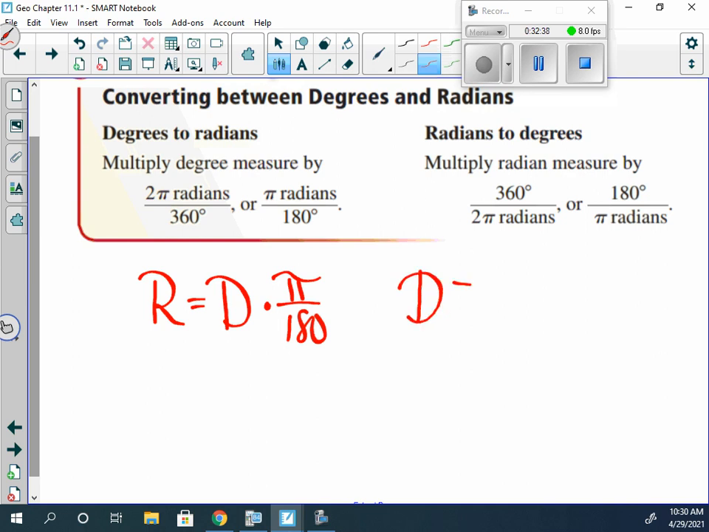If I want to know what the degree measure is, well, I can take the radian measure and multiply it by 180 over pi. So if we're going from degrees to radians, we multiply it by pi over 180. If I'm going from radians to degrees, we multiply it by 180 over pi.